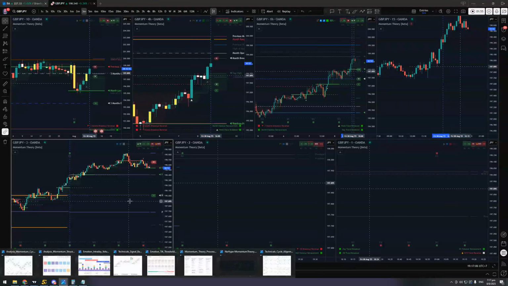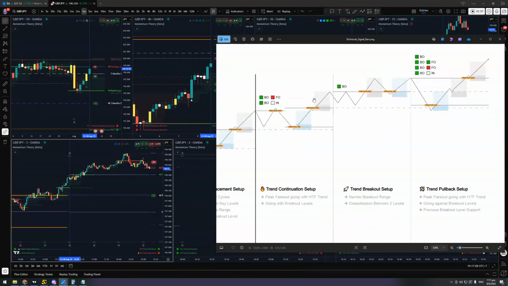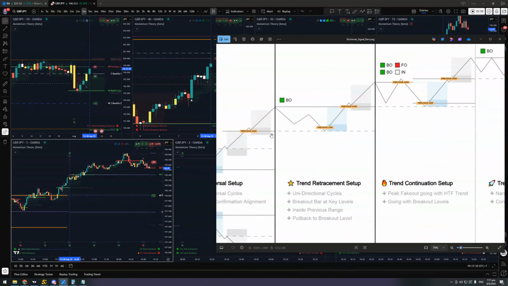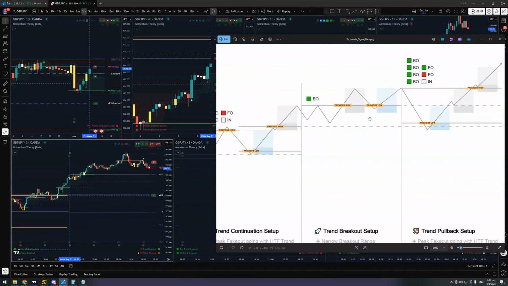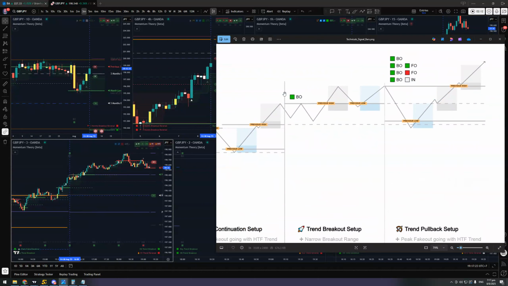Trend retracement setups, as I've mentioned, I want to see price retrace back to the breakout level, fake out the momentum time frame, and take a trade up to the previous high. In this case, price did not do that. It just broke out instead. So if it does that, then I'm looking for a trend breakout instead.